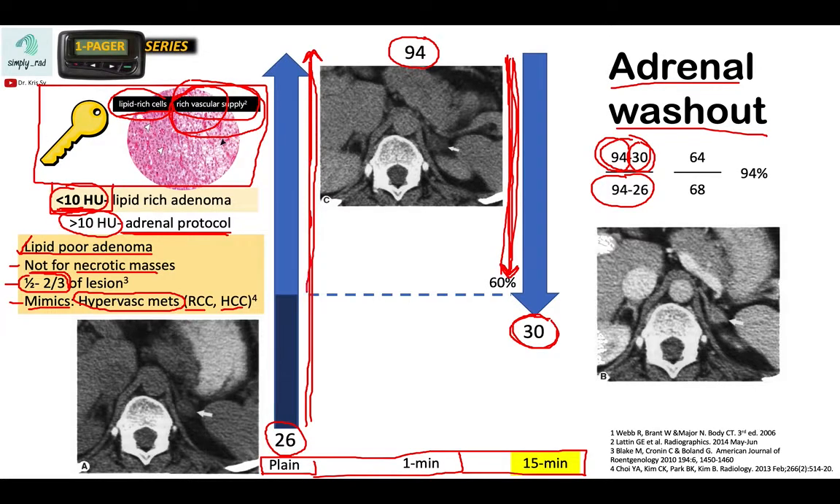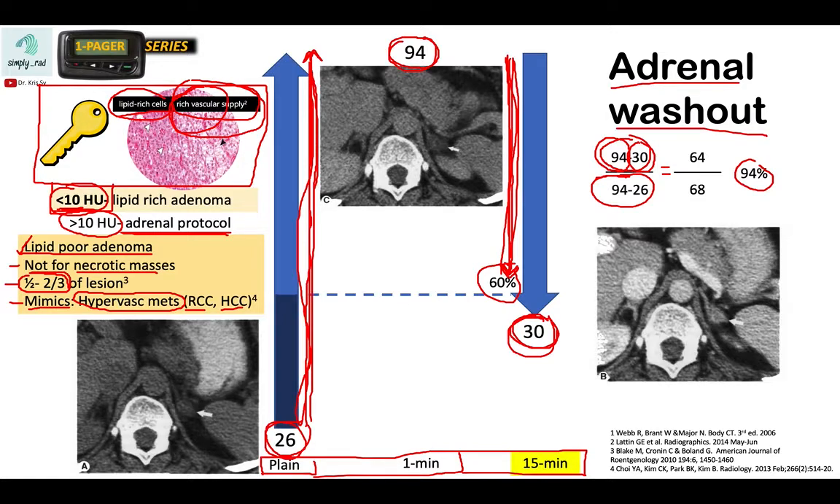What is the value of this distance? So it's going to be 94 minus 26, and we put that in the equation. So that's 64 divided by 68, which is 94%. This means that our lesion on the delayed phase has lost more than 60% of the contrast that it has gained initially.